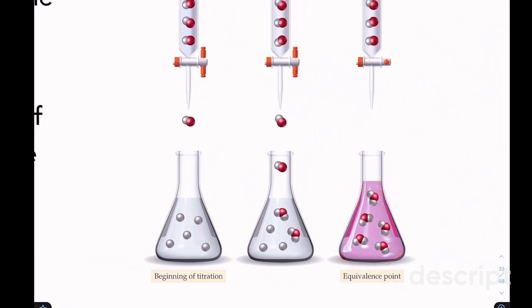And then we use something called an indicator, which tells us that we've reached the equivalence point. It's called the equivalence point because the concentration of the acid is now equal to the concentration of the base, and it turns a very nice pink color.